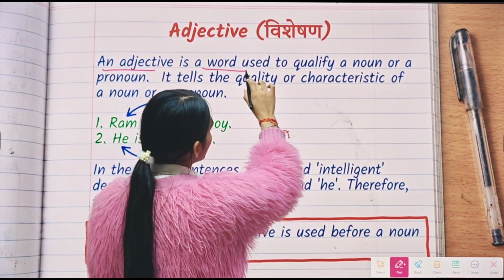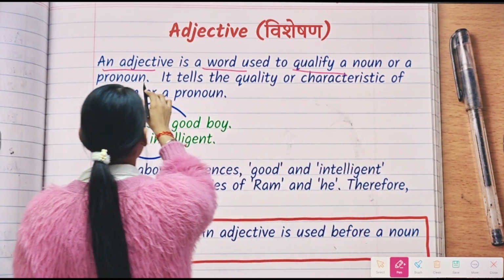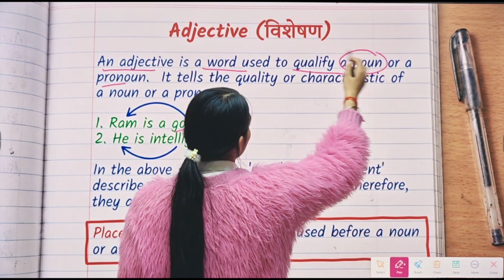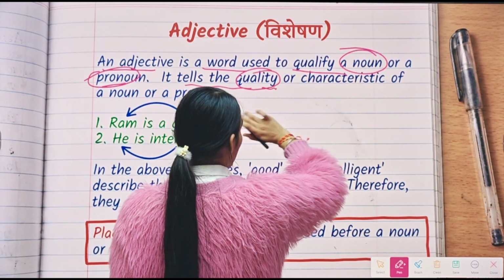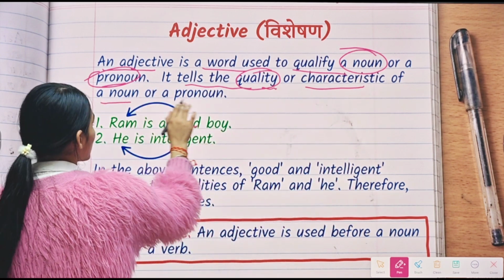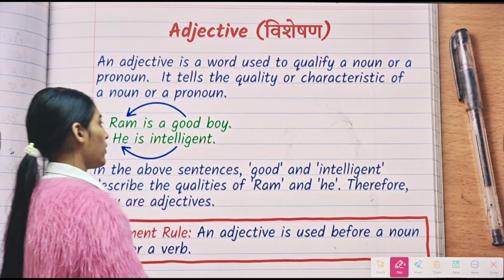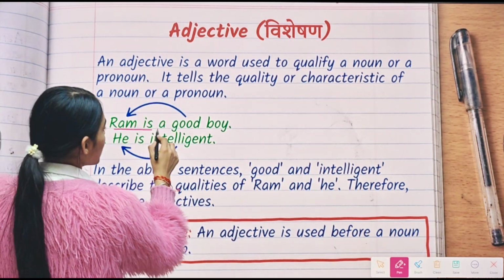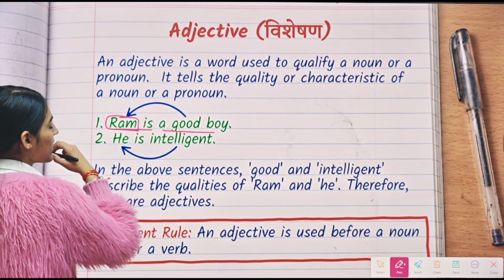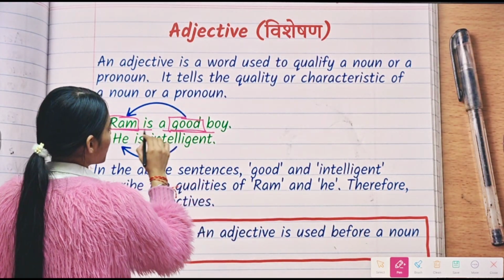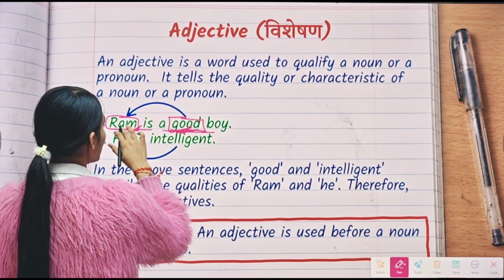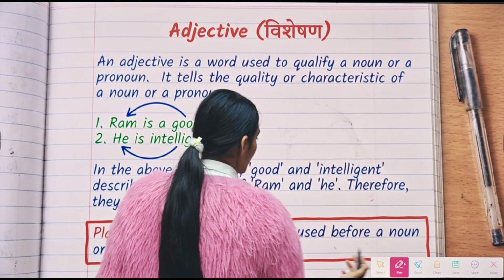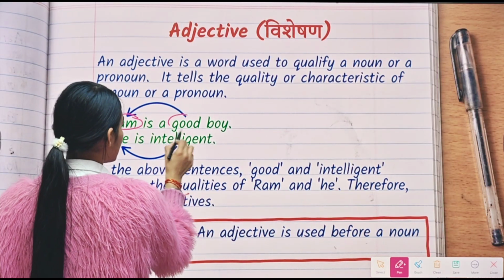An adjective is a word which is used to qualify a noun or pronoun. It tells the quality or the characteristics of a noun or pronoun. So let's see how. Here we have an example: Ram is a good boy. Ram here is a noun and good is the quality of this noun, boy. How is Ram? He's a good boy.